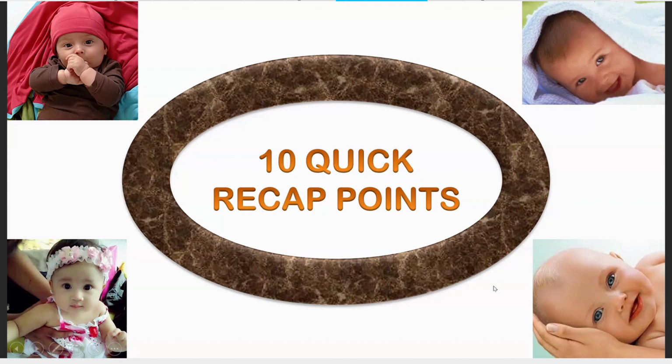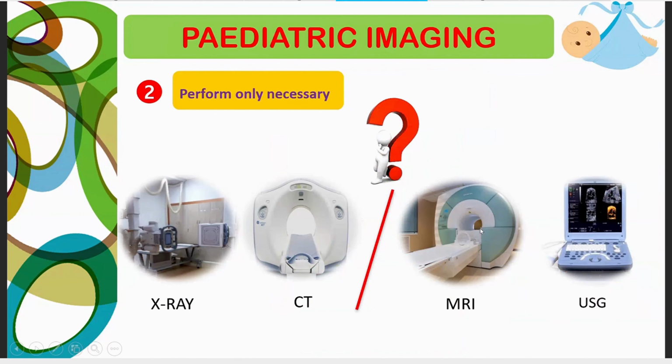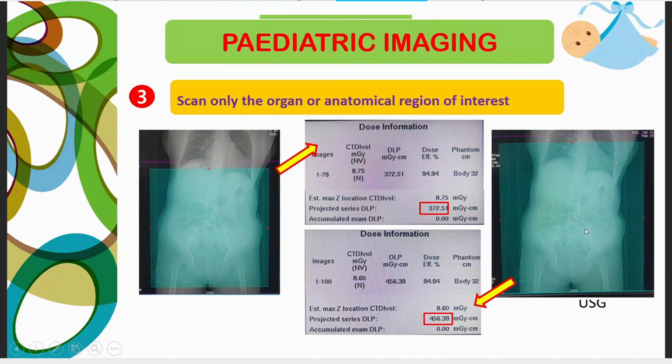Last, I'm going to give 10 quick recap points in pediatric imaging in the radiology department. First, create a child-friendly environment that will reduce the anxiety of the pediatric patient, and it will attract the pediatric patient, and they will cooperate very well in the examination. And perform only necessary scans. You can go with the choice of modality, whether you want to use only CT or X-ray for giving radiation to the pediatric patient, or else you can go with the non-radiation scanning, that is MRI or ultrasound imaging modalities. And scan only the organ or anatomy of the region of interest. Excess region coverage will increase the dose to the patient, so that can be avoided.